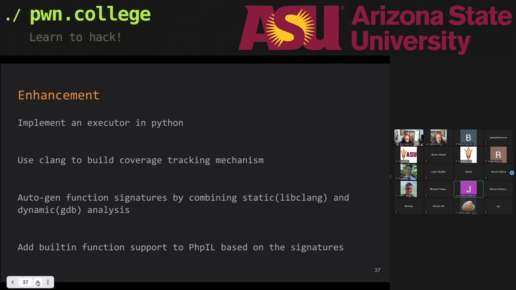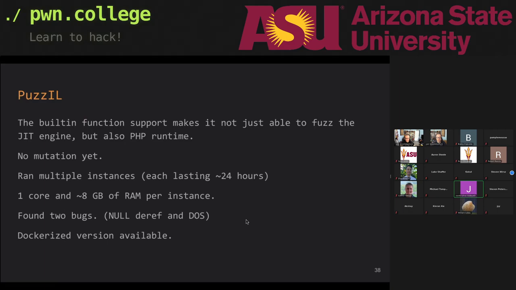And then finally, we had our own PHP fuzzer, which we called Puzzle, that can fuzz the PHP runtime as well as the JIT engine. It still does not have any ability to mutate the input, which requires a non-trivial engineering effort.